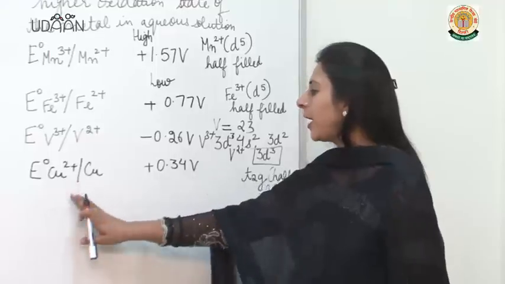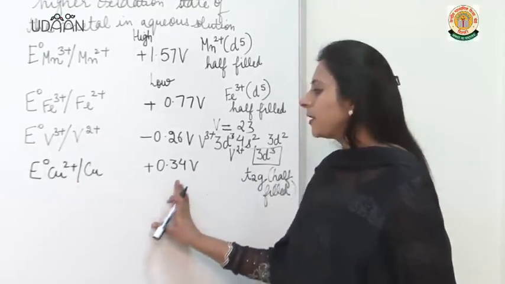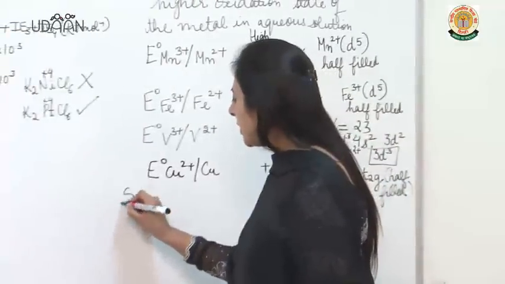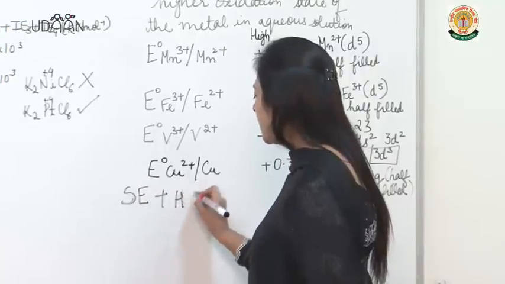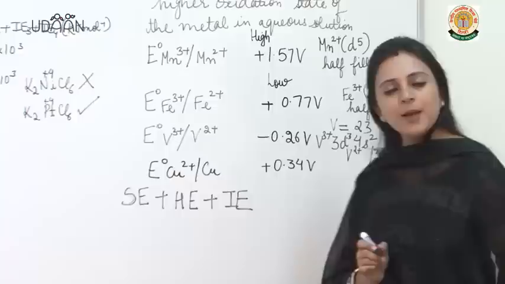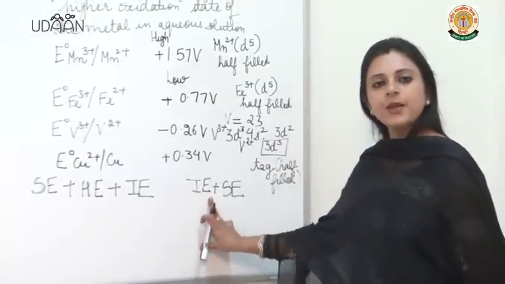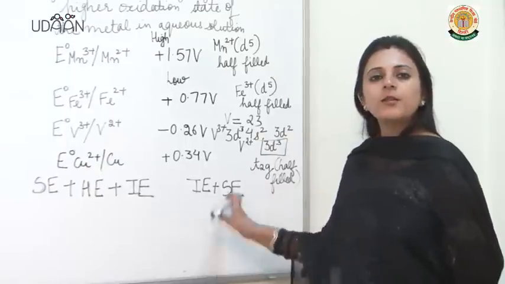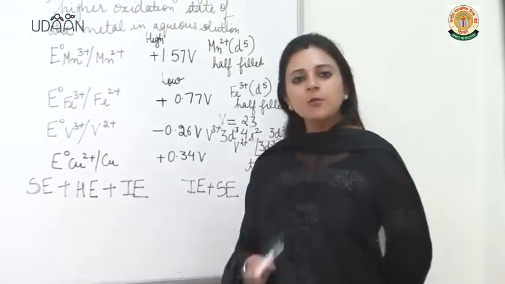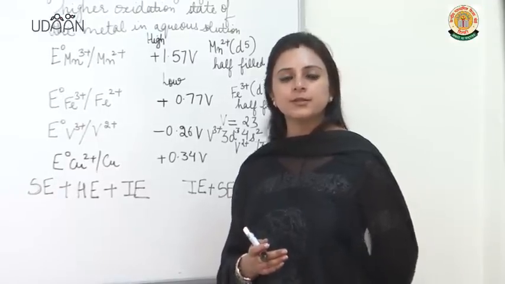Now why is this value of copper 2+ copper positive here? It is positive here. Now what is this E naught? E naught is the sum of sublimation enthalpy, hydration enthalpy and ionization enthalpy. Now what is happening in this case, that the sum of ionization enthalpy and sublimation enthalpy is not balanced by the hydration enthalpy. Now we will understand more questions based on oxidation states.